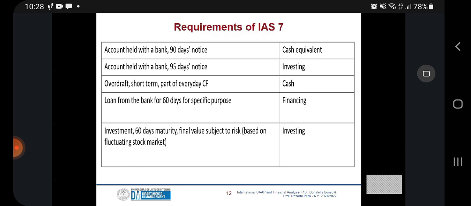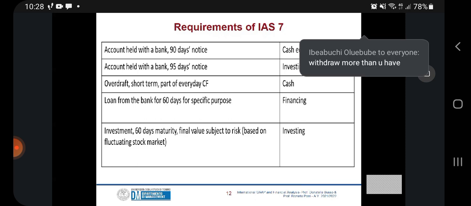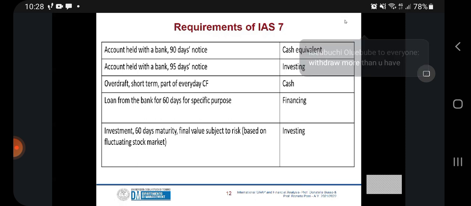Remember that also overdrafts, you know what overdrafts are? It's a common business practice when we operate with current accounts in a bank, and sometimes the current accounts become negative, so we retrieve more money than we have in the bank. This is known as a negative balance in the current bank account, or otherwise as an overdraft. Okay, thank you, that's exactly what it is.